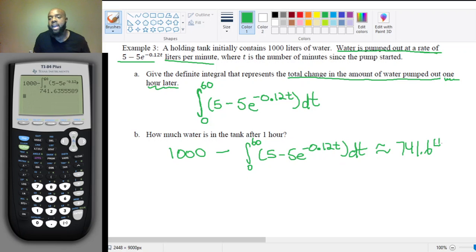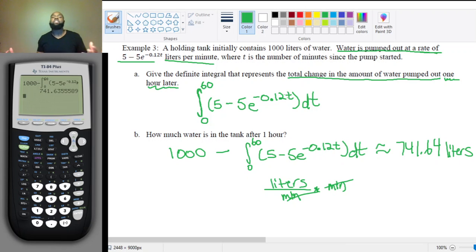And remember, my units are going to be liters, because to get the units, liters per minute times t, which is in minutes, notice the minutes cancel, and we know that we have liters as our units. So there should be 741.64 liters left. And that is how we can use our definite integral to help us find out the total change, or the accumulated change, or the net change in our function when we're given the rate of change of that function over a specified interval.